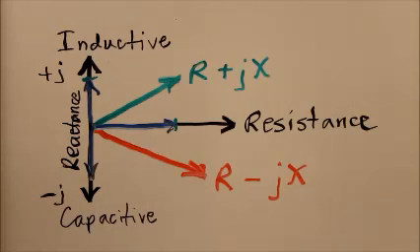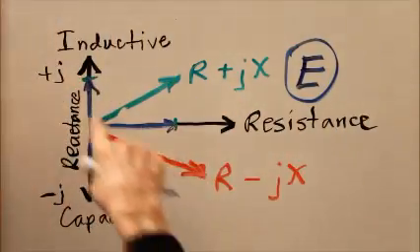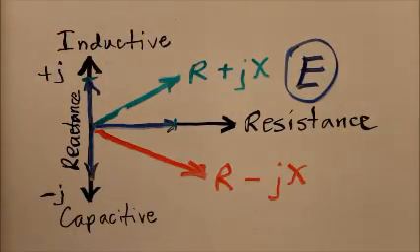So the answer to this question is E. The vectors that we have drawn here, all of these, are complex number impedance vectors.